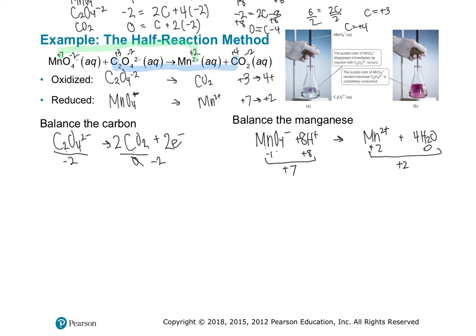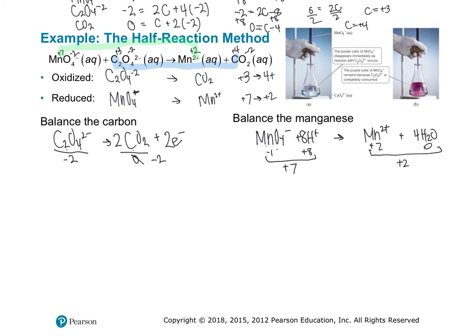So I need to add some electrons. In order to bring down my charge on my reactant side, I'm going to add 5 electrons. Now I added 5, -5, and so I'm at +2, they match. Cool. So now the last thing I have to do is make sure that my amount of electrons are the same for both of my half reactions. So on my carbon, I have 2 electrons, and on my manganese, I have 5. Those are not the same.